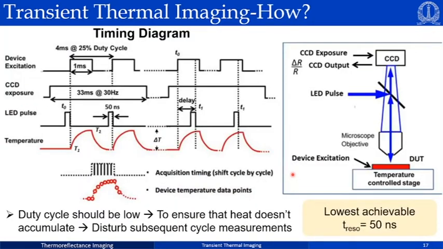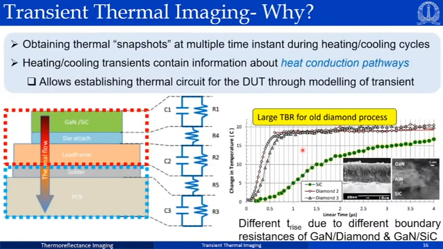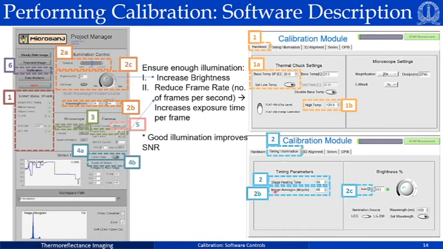Okay, so now that we understand why transient thermal imaging is needed, let us look at the timing diagram. It is very important to understand the timing diagram in order to know what the parameters are that we can play with while doing the transient thermal imaging measurement. So the first thing that I would like to highlight is the CCD. If you go back to the project manager, and look at this number 3 on the left hand side, which I'm pointing out, this is the frame rate. The frame rate shows x frames per second.